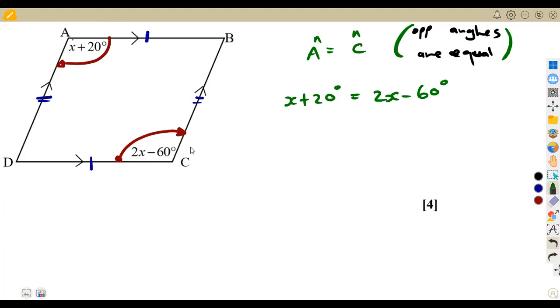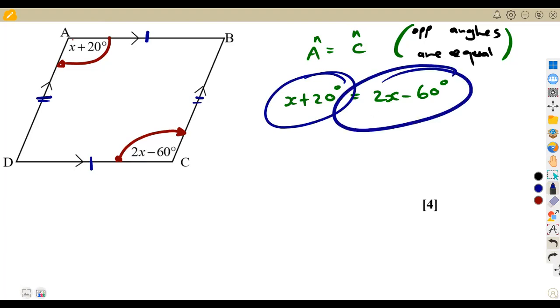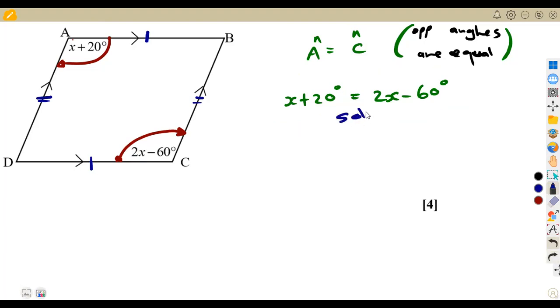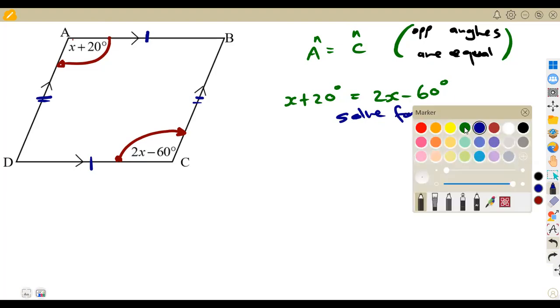By solving for x, we can find angle C because we just have to substitute the value of x. So where are we going to get the value of x? We have to solve the equation. This is now an equation. The left-hand side is equal to the right-hand side. So you're supposed to solve for x first. All right, so find the value of x. How can we do that?